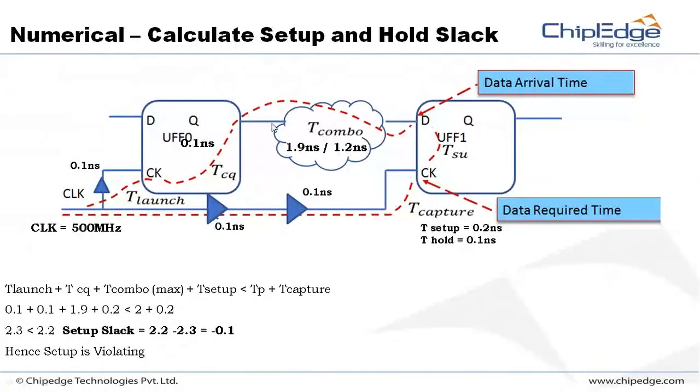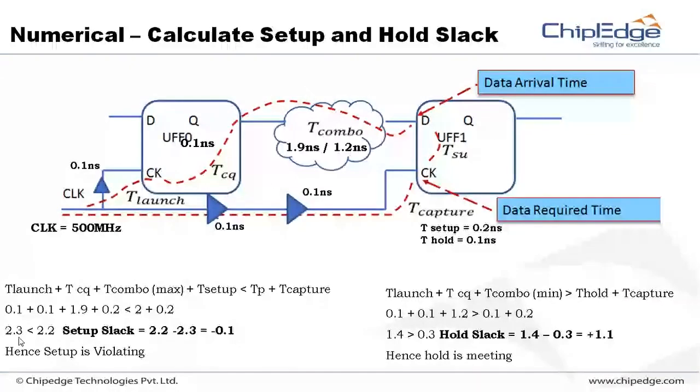So we need to think of bringing the time lesser. This 2.3 should be at least 2.2 to meet the setup time. Similarly, I have a calculation for hold. I think we will share this PPT with you people, right? Then you can do the calculations and check. So I have calculated for hold similarly, and here if you see the hold is being met by 1.1. So hold is fine in the circuit, but setup is failing.